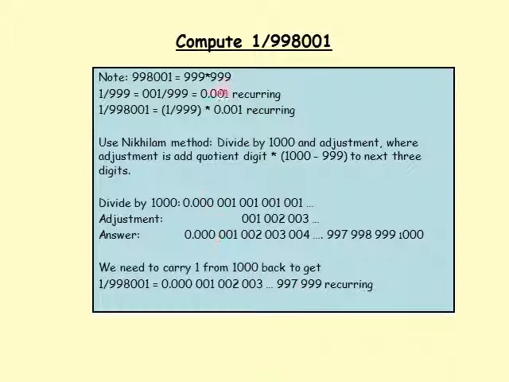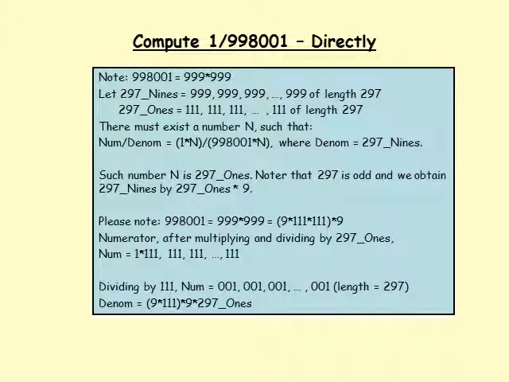Okay, now you should be able to do some more of these recurring numbers, which are given by the square of a number like a sequence of nines, 1 over a sequence of nines. We will try to compute 1 over 998,001 directly. First, we already knew that 998,001 is 999 times 999. I would need 2 sequences here.